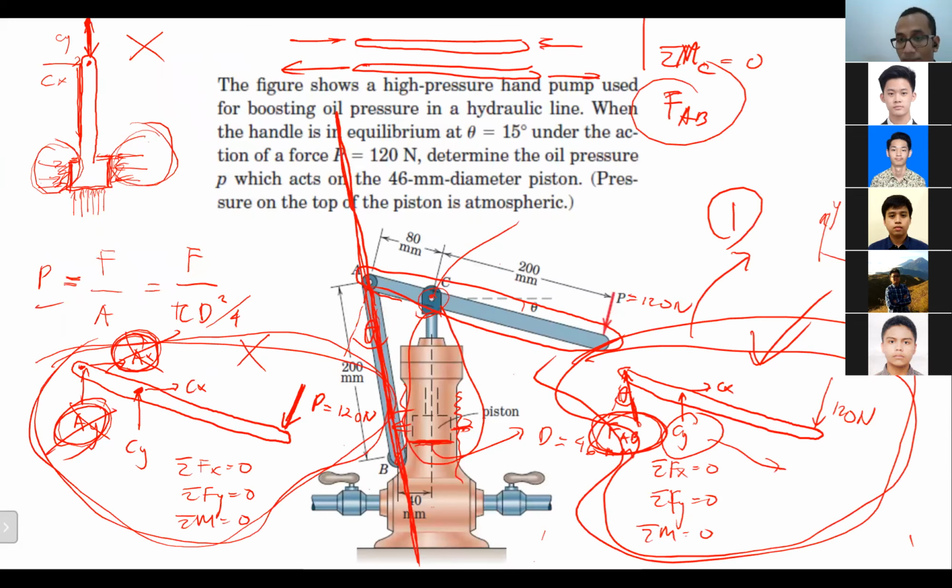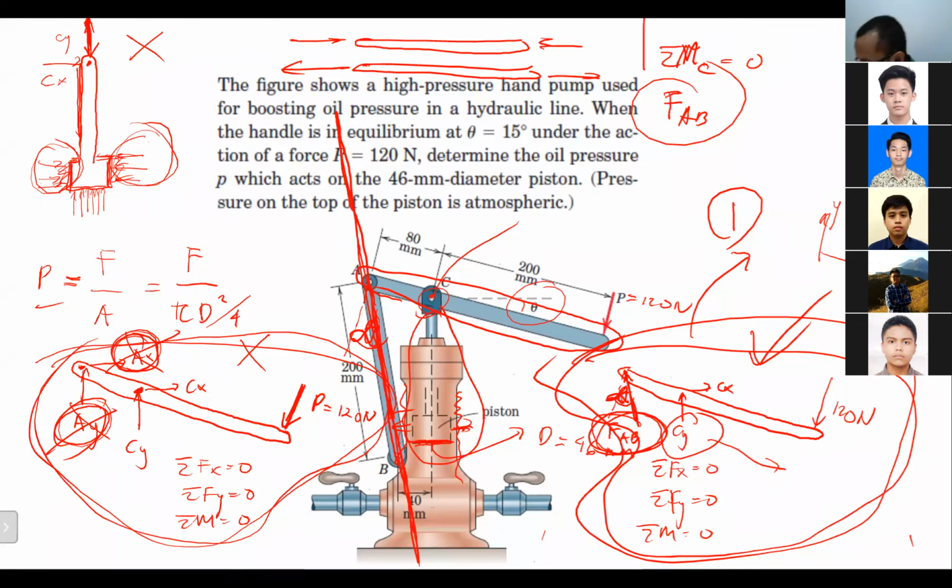Okay, do you get it? That's the first thing that you're supposed to do. Then after that, you can use sigma Fx and sigma Fy to solve for Cx and Cy. That's the sequence. But I believe some of you will have a problem finding the angle. Sorry, not theta here, it is alpha.